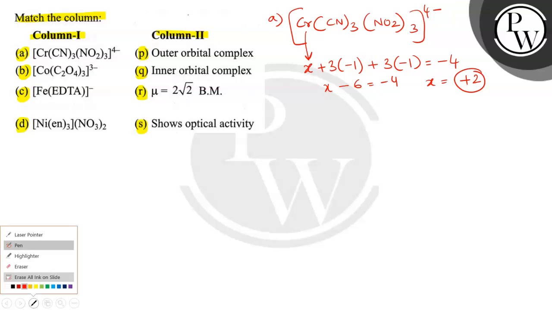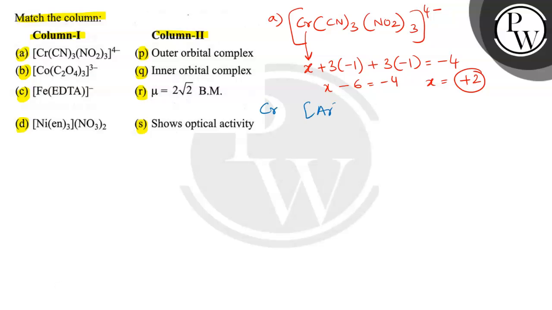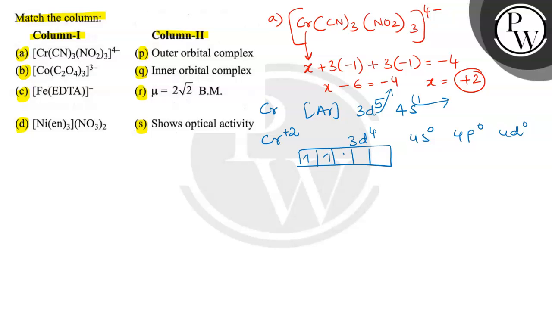So chromium का oxidation state यहाँ +2 होता है. So let us see this chromium electronic configuration. Chromium electronic configuration is argon 4s1 3d5. It has stable half-filled electronic configuration. But in Cr plus 2 means 2 electrons are lost. 2 electrons कहाँ से चले गए? Outermost एक और यहाँ 3d में से एक. So it has 3d4 4s0 4p0 4d0. This is the electronic configuration outermost shell. And here 3d4. This is 1 2 3 and 4.